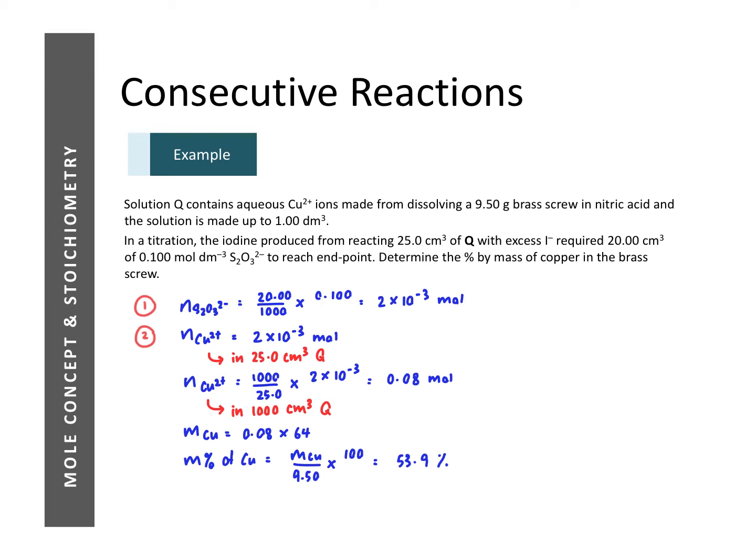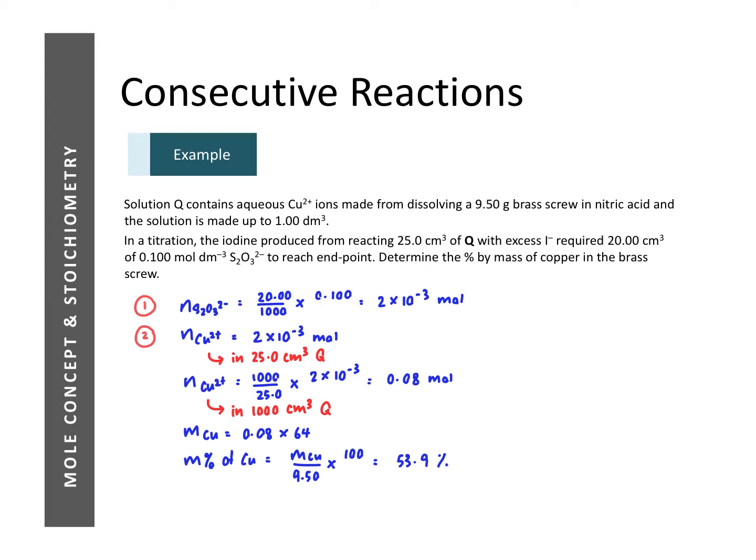Now, if you read the procedure carefully, I hope you have detected that there's sampling involved. So the number of moles of copper(II) ions found in the titration only represents a fraction, or a sample, of your solution Q. Since we need to find the mass of copper in the screw, we need to find the total number of moles of copper(II) ions. So we need to apply the sampling formula to find the total number of moles of copper(II) ions in the entire 1000 cm³ of solution Q.